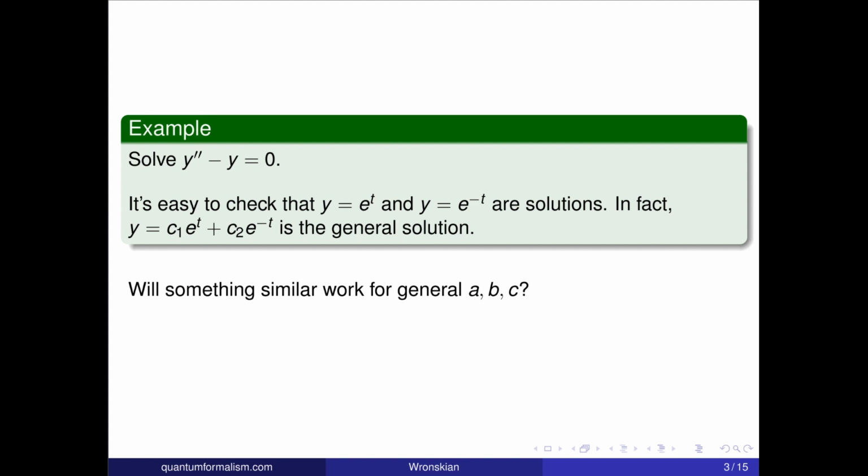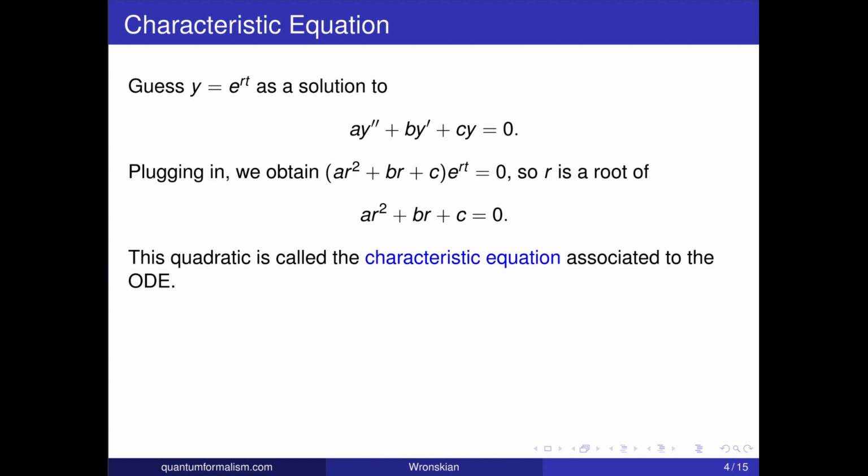All right, so for the general case of constant coefficient linear homogeneous second order equations, will you be able to guess something similar, some kind of exponential function like e to the t or e to the minus t? And it turns out that the answer is yes. So which exponentials will work? Well, if you're not sure, you can just try y is equal to e to the rt, where r is some kind of constant. And then you want to figure out which values of r will work.